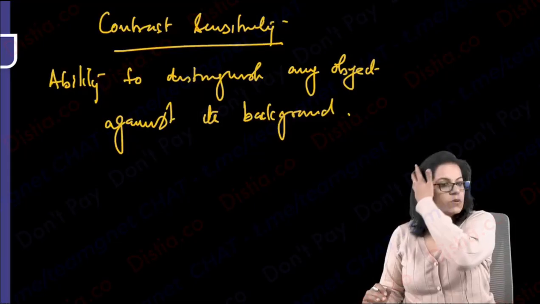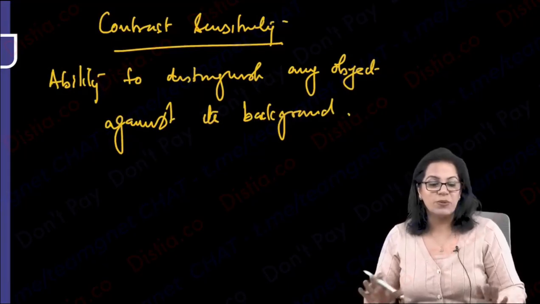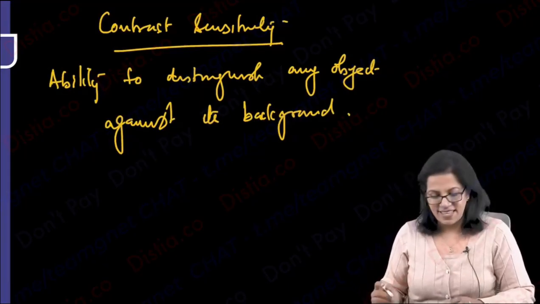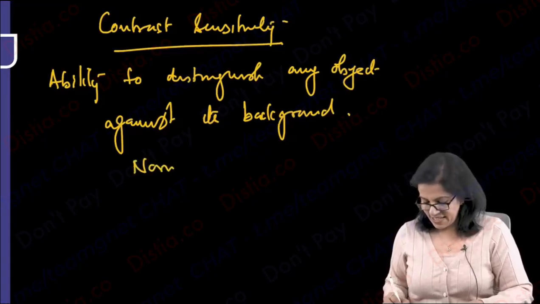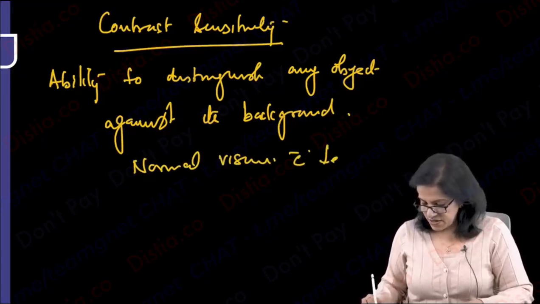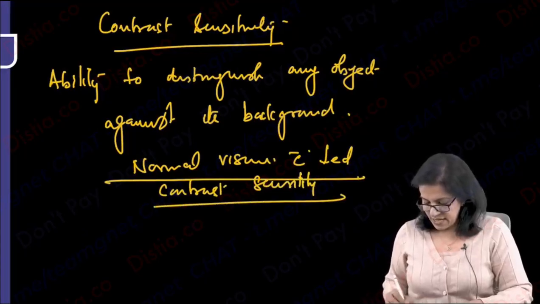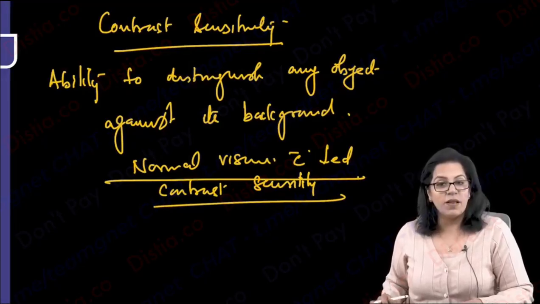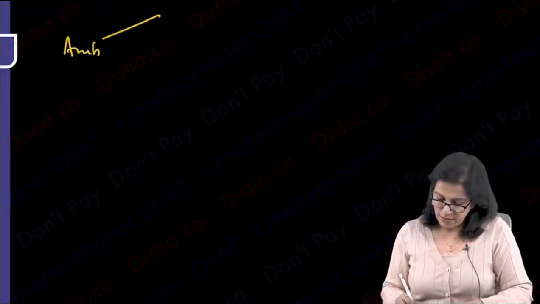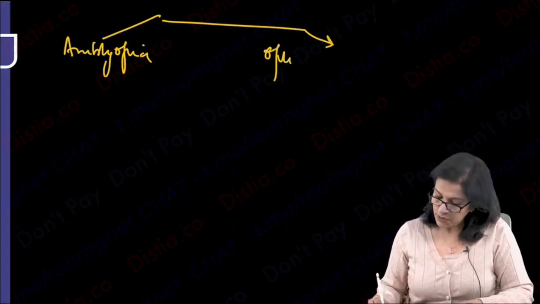What they will ask you is how to test it. Before that, is there any situation where vision is fine, 6/6, but only the contrast sensitivity is decreased? Yes. So write down: normal vision but decreased contrast sensitivity. At your level, I will tell you two causes we have to know. One very important cause is amblyopia. Another is that it can happen in some optic neuropathies.